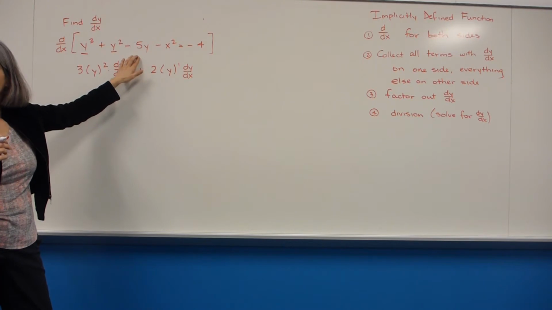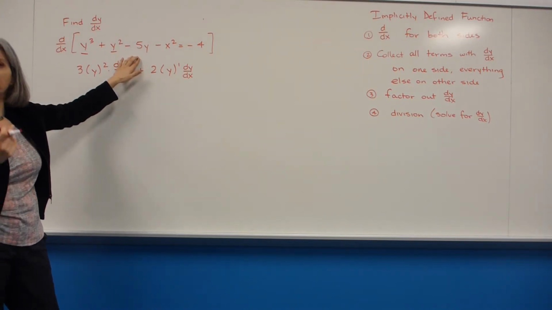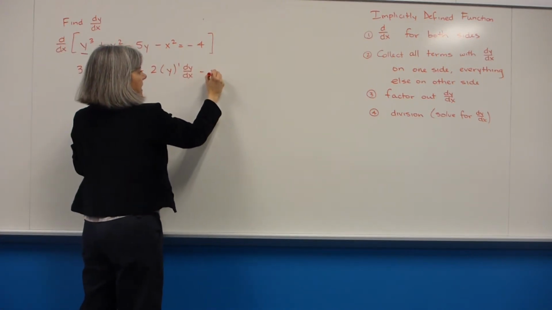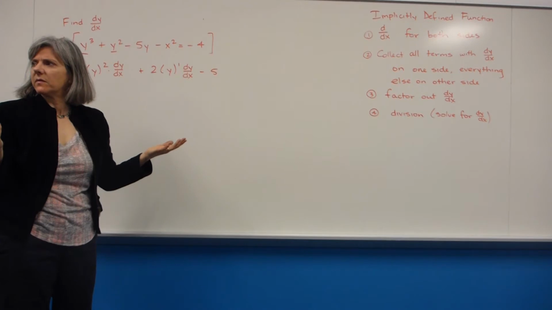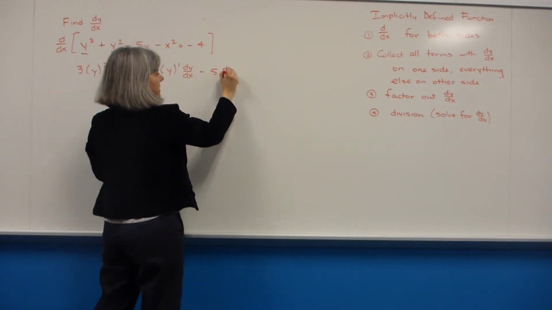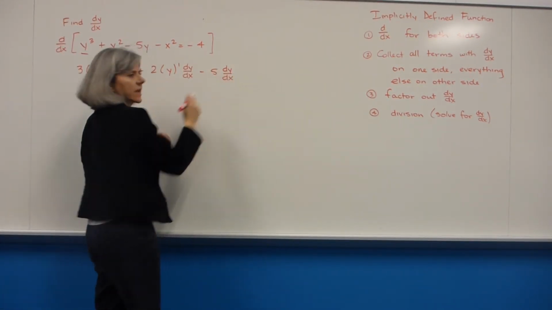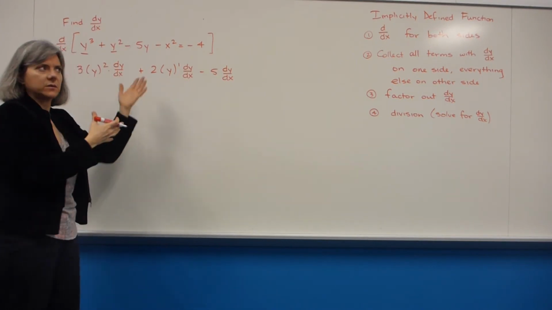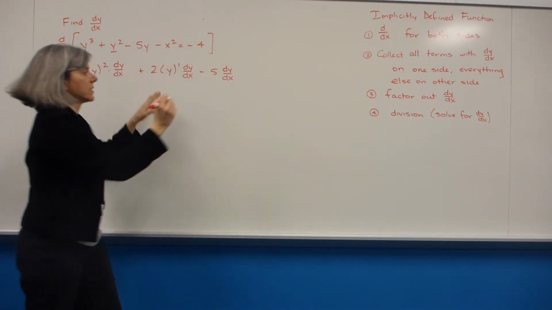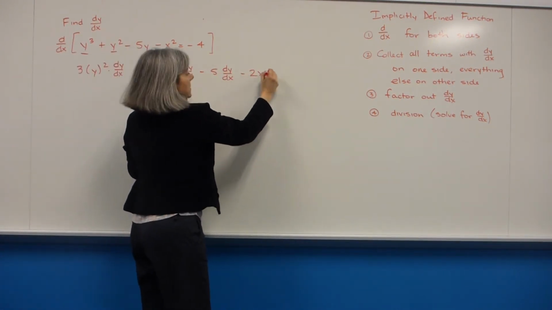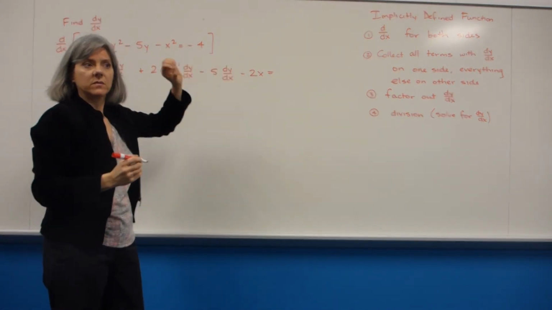Minus 5y, is that a basic? No, because it's not a minus 5x, it's a minus 5y. So minus 5 dy dx. Yes, the derivative of y with respect to x is dy dx. I can just go straight there because it's just the derivative of y. All right, so what about this one? X squared, is that a basic? Yes, 2x, so minus 2x. Derivative of negative 4? 0.